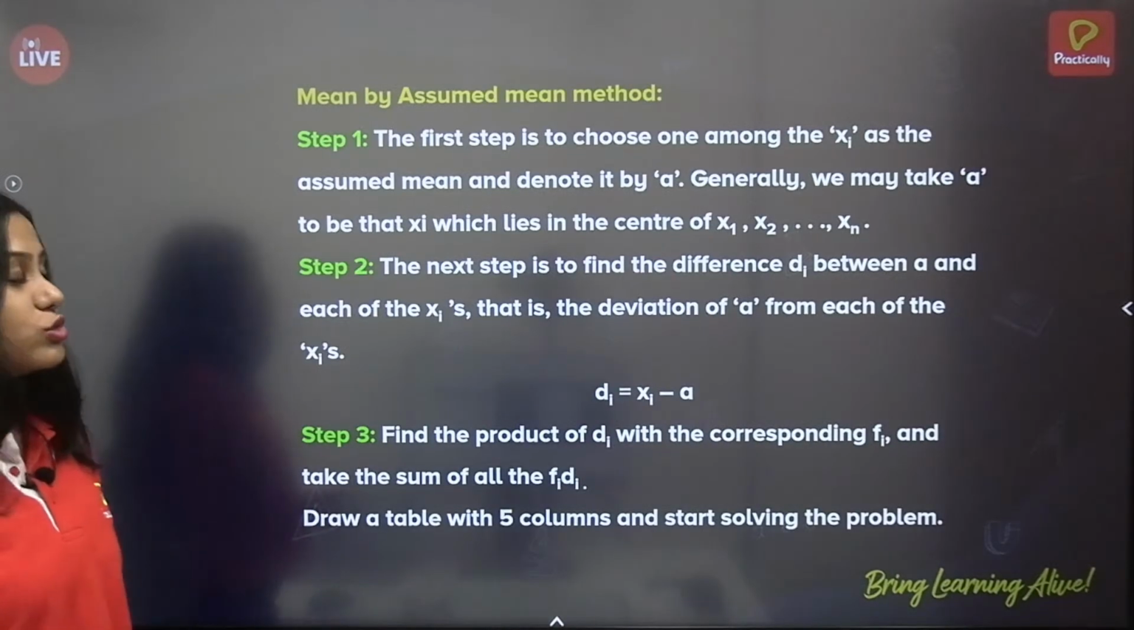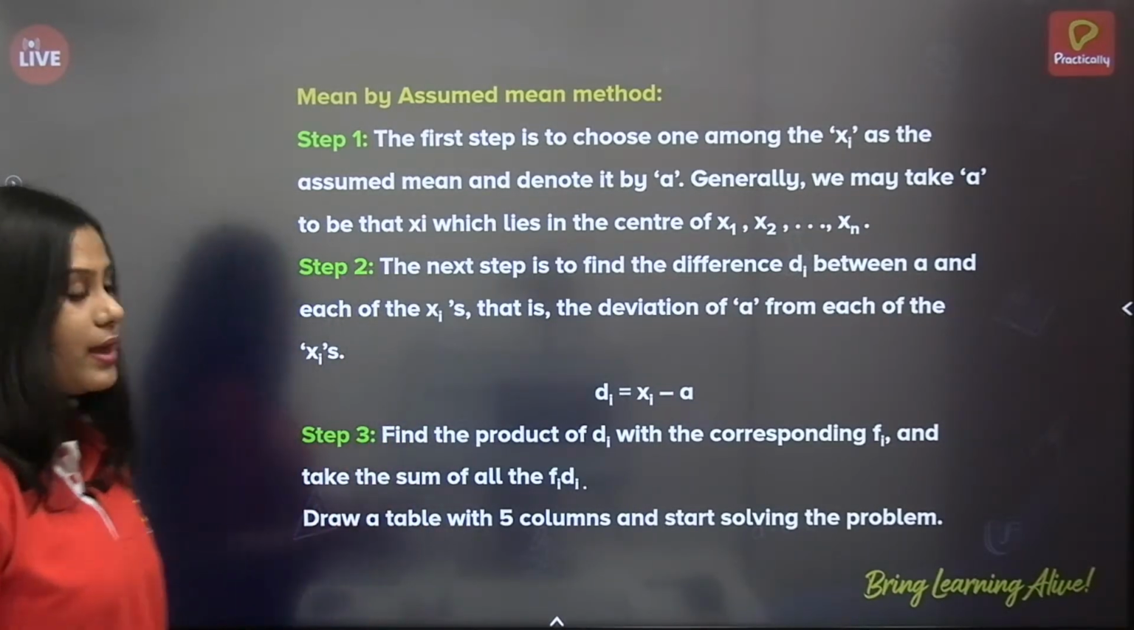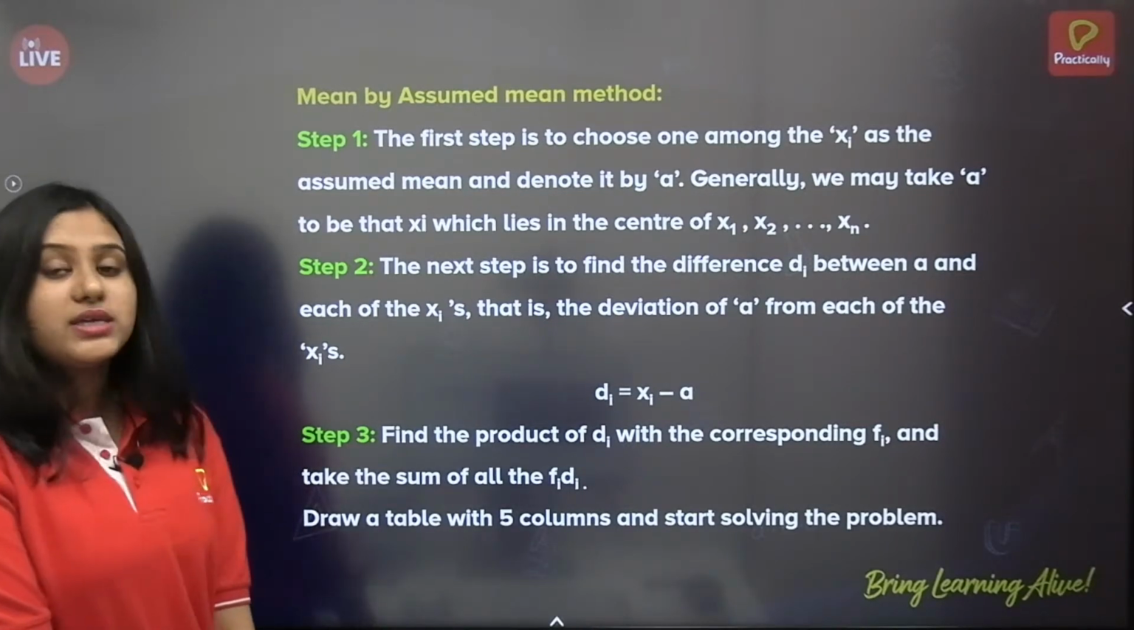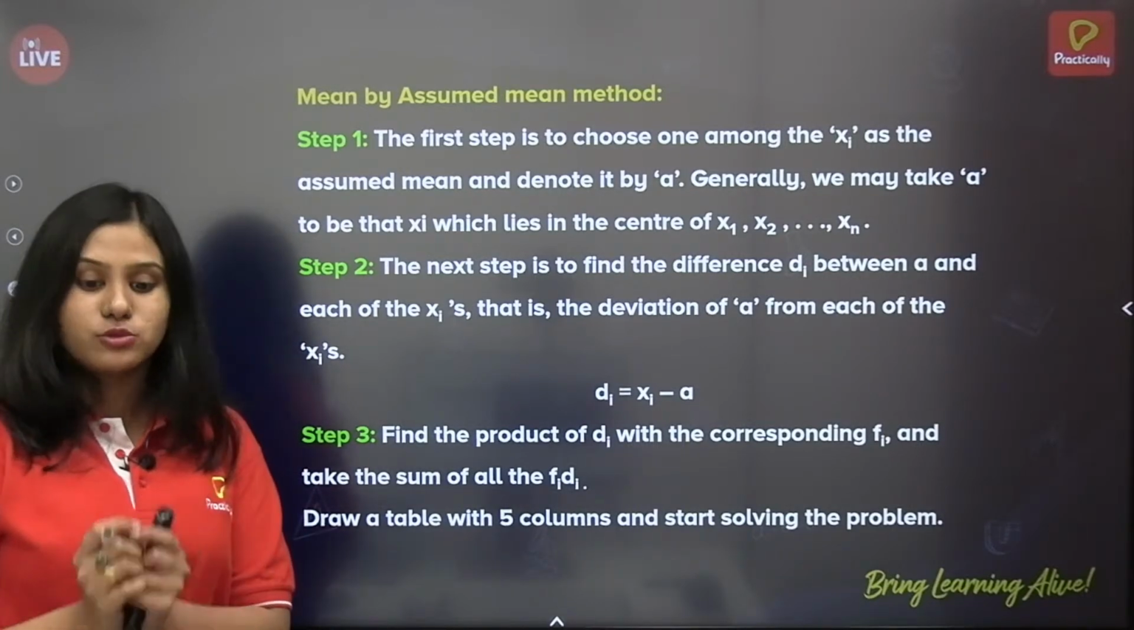Next, we'll go to another method to solve mean, that is the assumed mean method, okay? So here there are 3 steps we have to follow so as to proceed to calculate mean by the assumed mean method, okay?